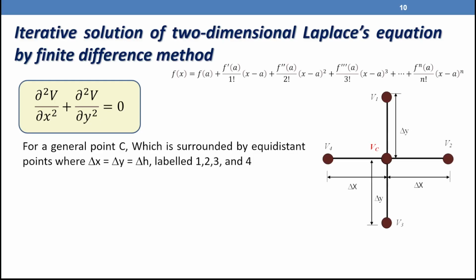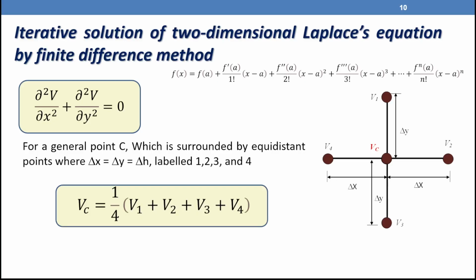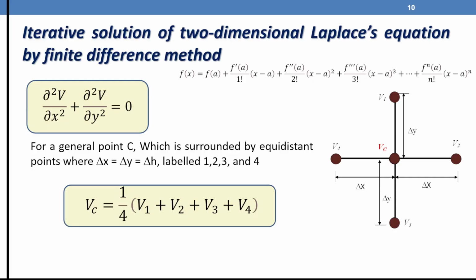If we look here at a general point C, the voltage at point C, VC, depends on the voltage at points number 1, 2, 3, and 4. If they are equidistant, we have the voltage at point C equals a quarter of V1 plus V2 plus V3 plus V4. We make another iteration, a third iteration, a fourth iteration, until we reach minimum error. Still, we may not have understood that one. We are going to see it by an application.